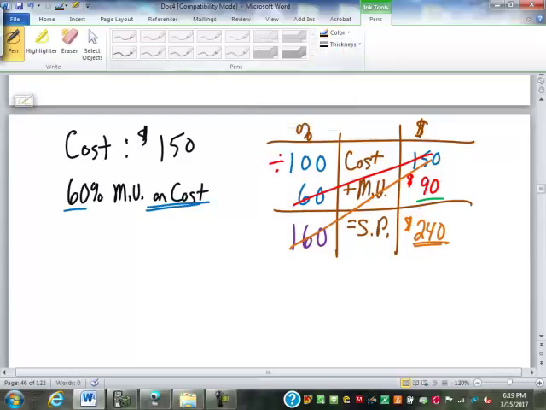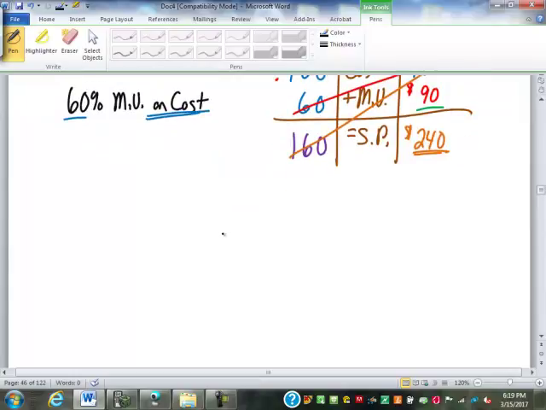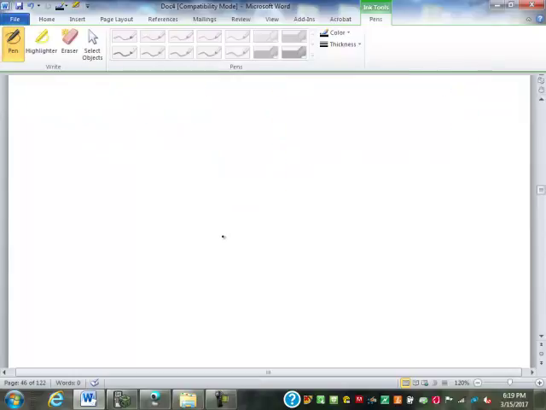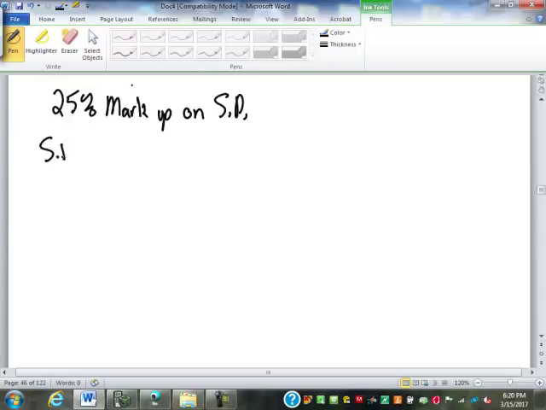Now, before we go on break, let's shatter everything you thought to be true. I kind of do, yeah. What if it's 25% markup on selling price? And let's say you're given that the selling price is $180. Let's fill in the table.